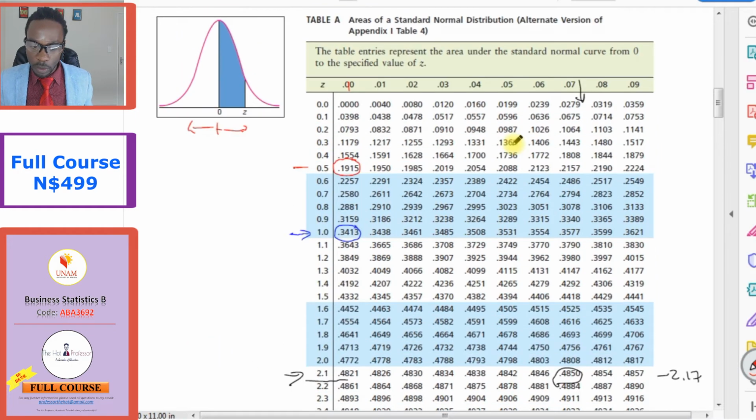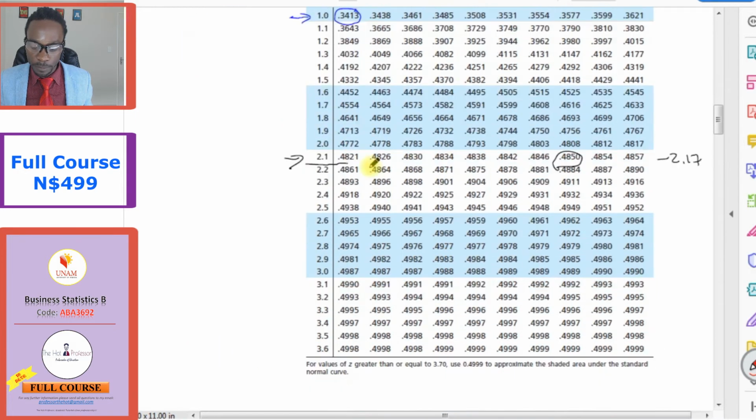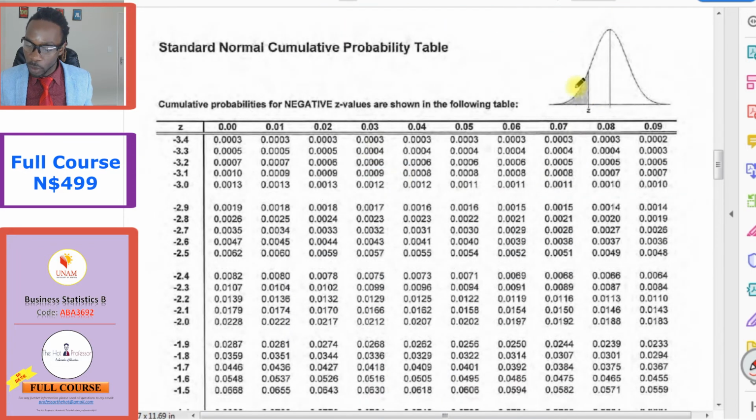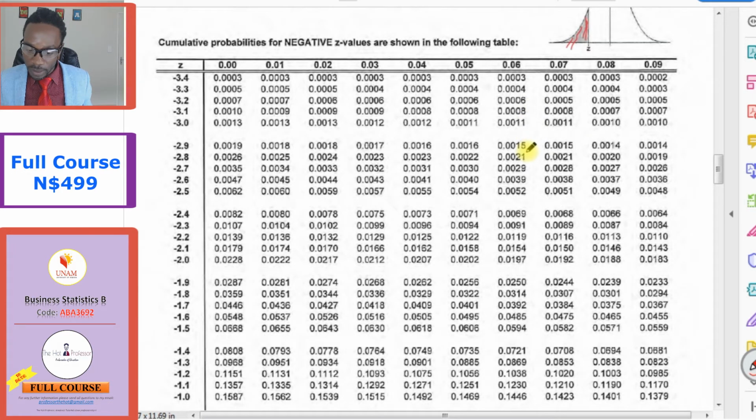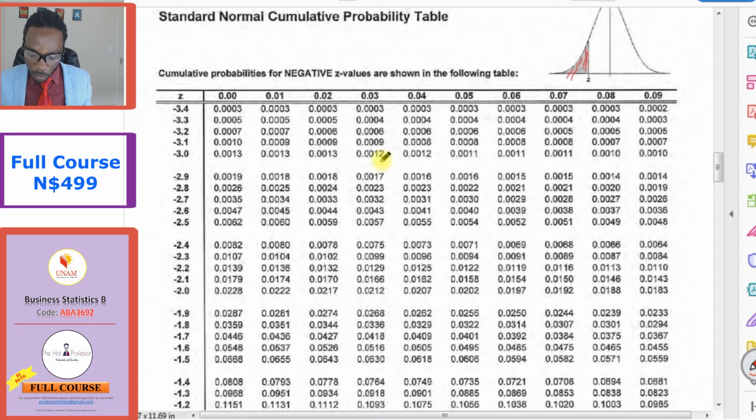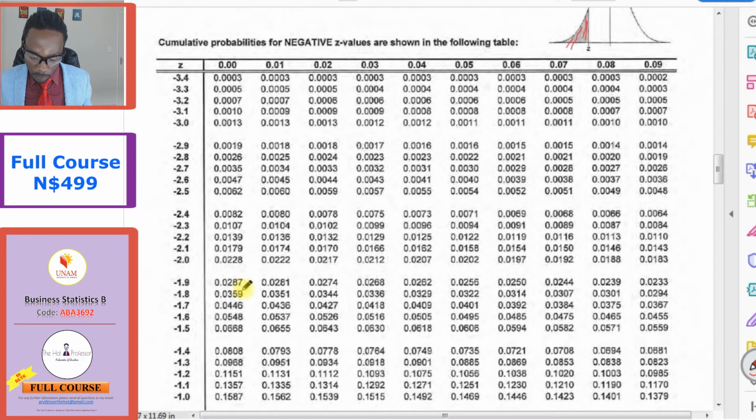Alright, so as you can see, this is not the table we want. We want this table. As you can see, there is like a smaller tail that we're talking about. So let's look for 0.015. So we want just 0.017, 13, 158, 154, 15. There it is.